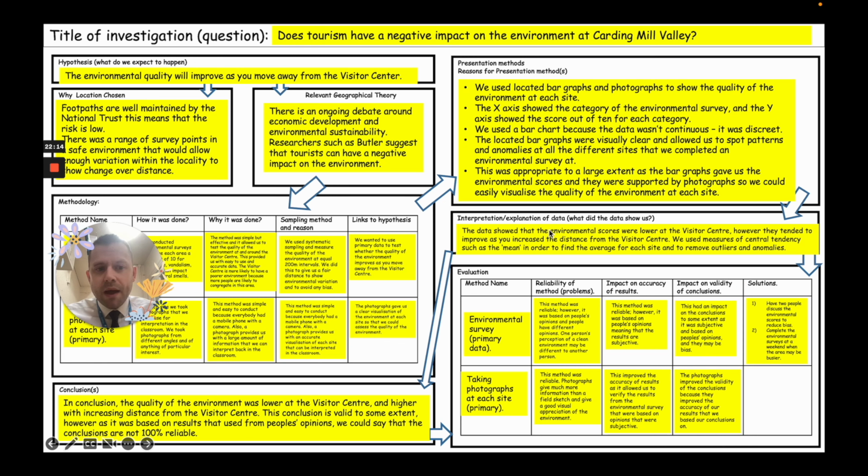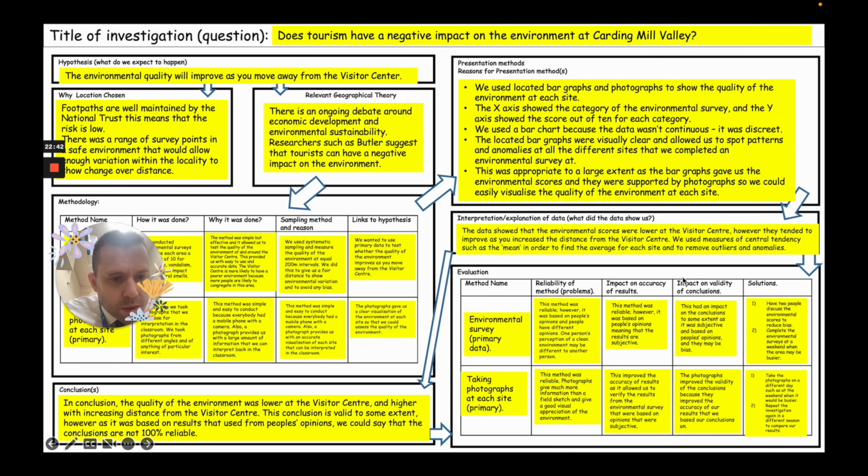How did this impact the validity of conclusions? So I've said it improved the validity of the conclusions because it improved the accuracy of our results that we based our conclusions on. I hope I'm not confusing you. All I'm saying is the validity of the conclusions was improved or increased because our results were more accurate, because the photographs made our methods more reliable.